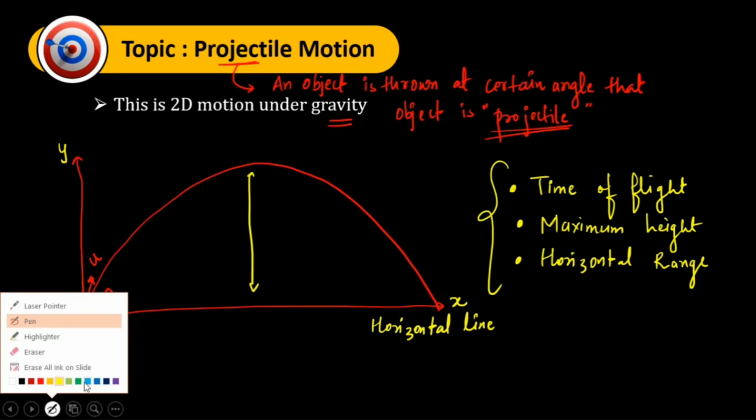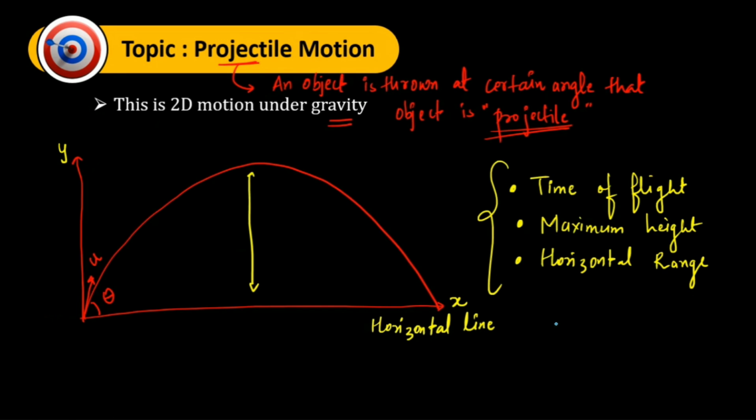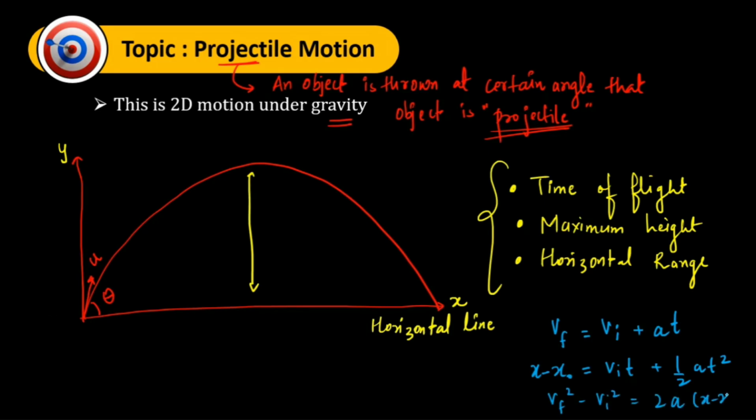Before that, keep in mind all the three equations of motion we have learned. V final is equal to V initial plus acceleration times t. Similarly, for displacement, x minus x naught is equal to V initial times time plus half of acceleration times t square. And V final square minus V initial square is equal to 2 times acceleration times displacement. We are going to use these three equations from kinematics only to derive the relations for maximum height, time of flight, and horizontal range.